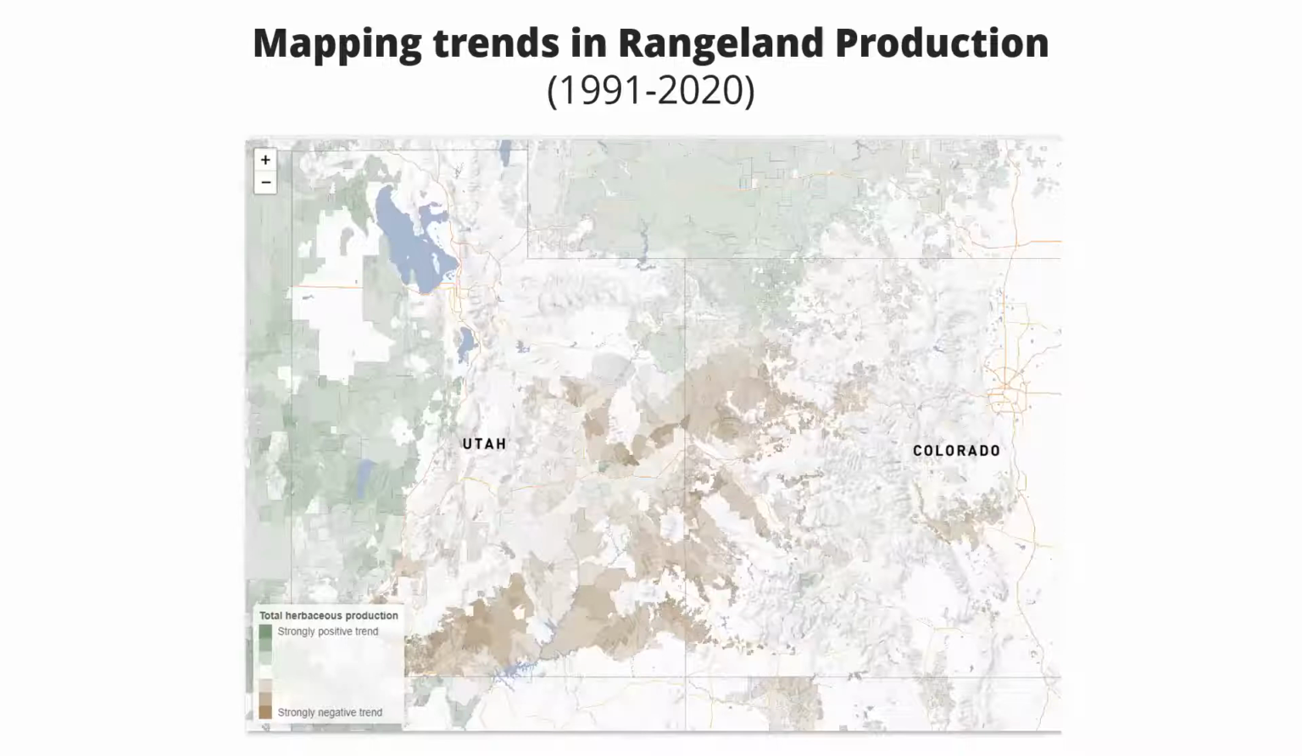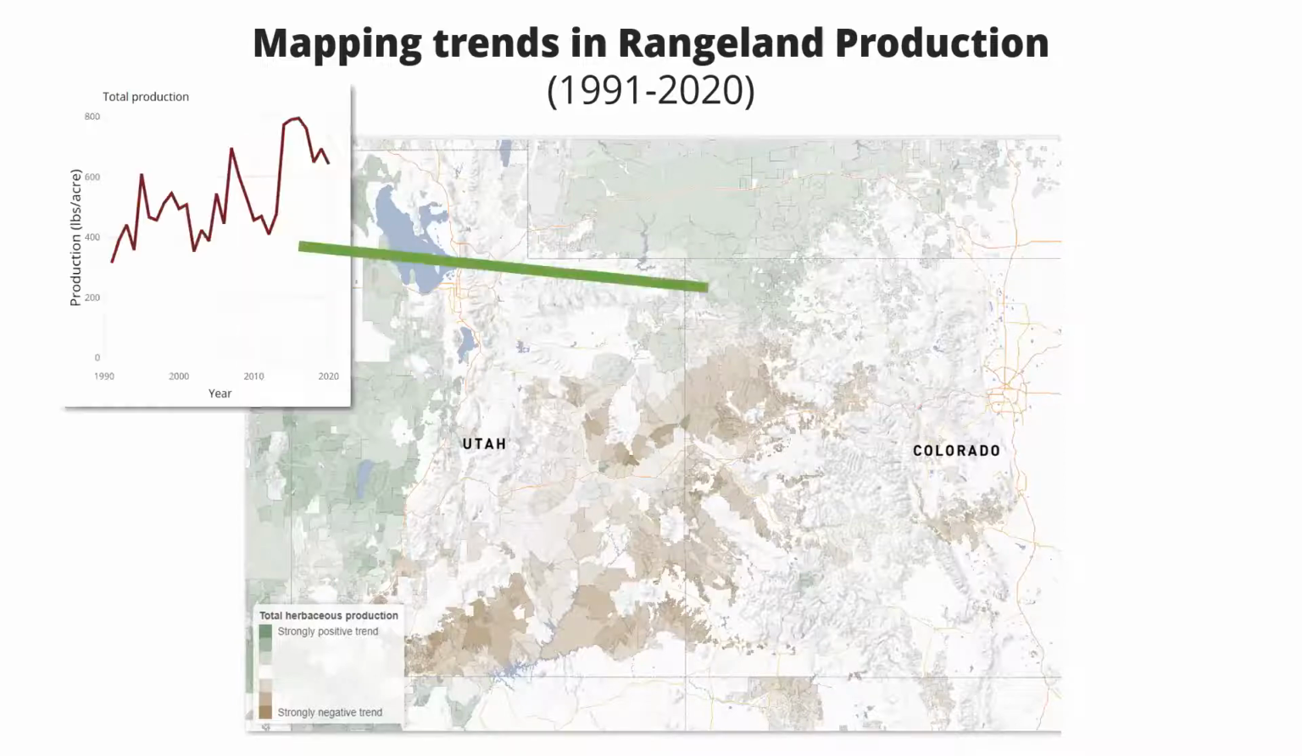And so an example of how we're able to use these web apps is this screenshot of a web app for the Bureau of Land Management. It might be a little hard to see, but there are a lot of land units represented here in shades from green to brown. And these are depicting, for every one of the 22,000 BLM grazing allotments, how things are trending in terms of herbaceous production using the rangeland production data set.